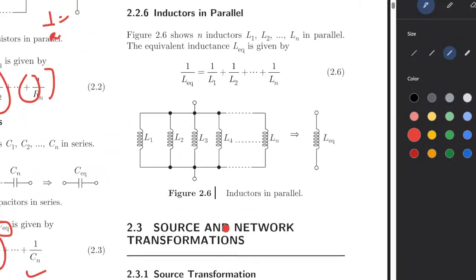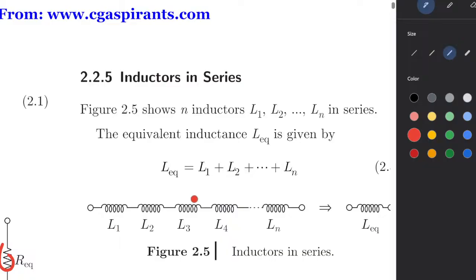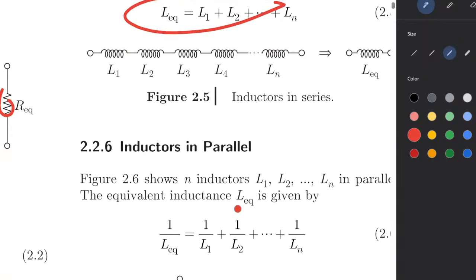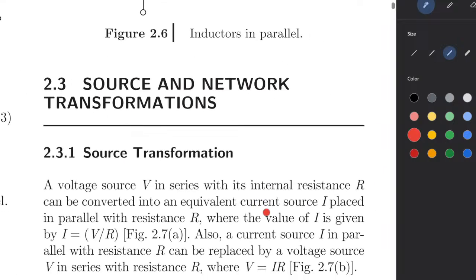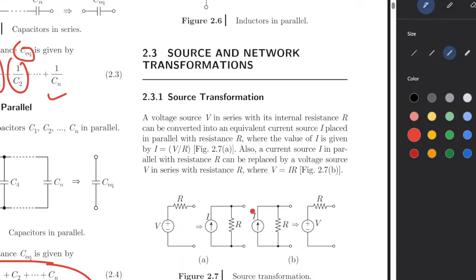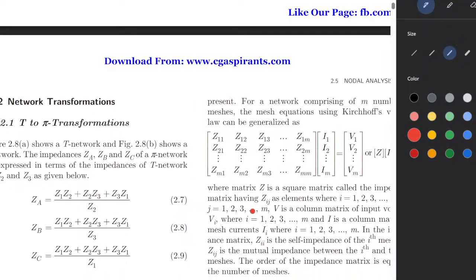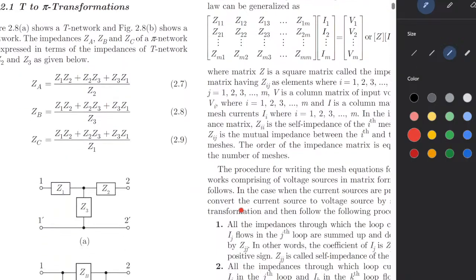Then we have to see inductors. Inductors in series follow the same property as resistance, all the inductances are added, and in parallel we have 1 by L equivalent equal to 1 by L1 plus 1 by L2. Then the source transformation, how we do source transformation, and after that the network T to pi transformation, how we do the T or pi transformation.